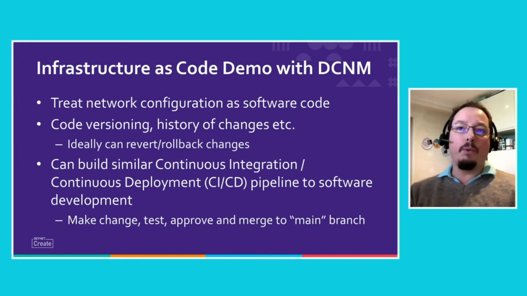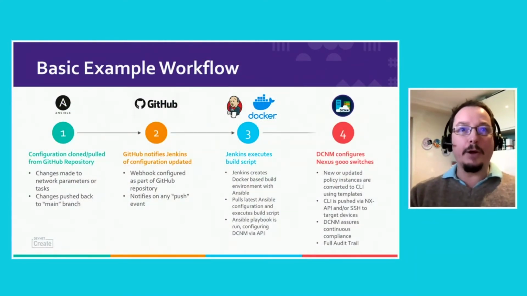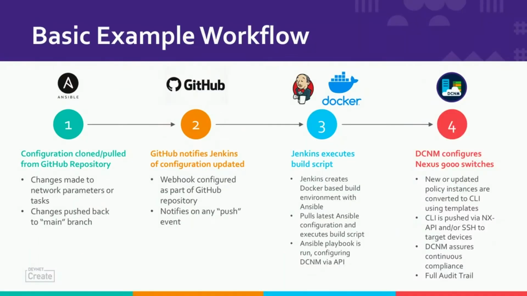The basic example workflow I'm going to go through today is certainly not the be-all and end-all of infrastructure as code, but it covers the key parts. First of all, you would have your network configuration in some form, and today we're going to be using Ansible to control that. And that itself is part of a GitHub repository for software configuration version management. You download the latest version of the network configuration, you make whatever changes you want, and then we push that change back into the GitHub repository.